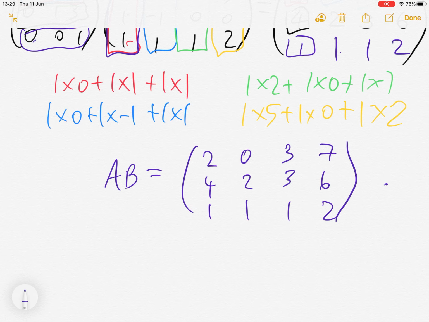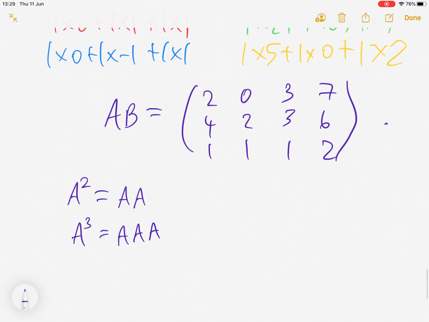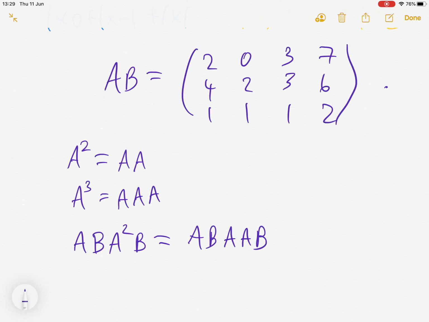you might be asked to work out powers of a matrix. So for example, if you're asked to work out A squared, you would just do A times A. If you're asked to do A cubed, you would do A times A times A. If you're asked to do A squared B, you would do A times A times B. And of course, this would not be the same as something like A cubed B cubed necessarily, because matrix multiplication isn't commutative. I think we'll stop there.